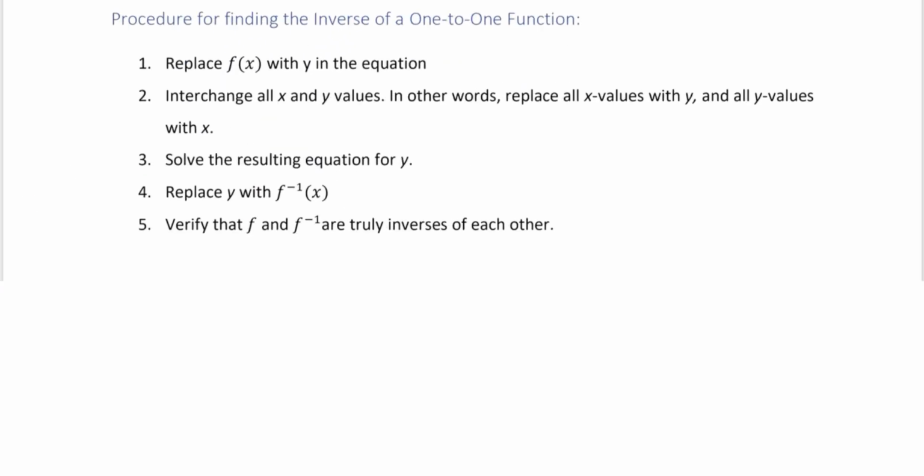The steps to find the inverse of a one-to-one function are: Step 1. Replace f of x with y in the equation. Step 2. Interchange all x and y values. In other words, you replace all the x's with y and all of the y's with x. Step 3. Solve the resulting equation for y. Step 4. Replace y with f inverse of x. And step 5, we can check to see if we have truly found the inverse.